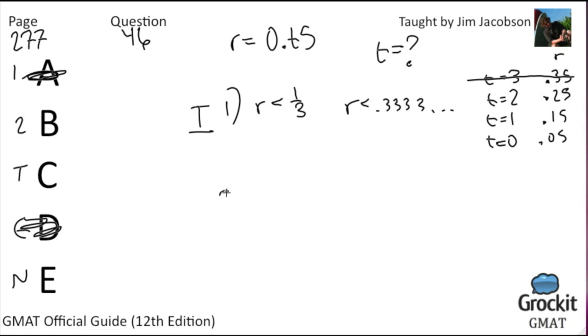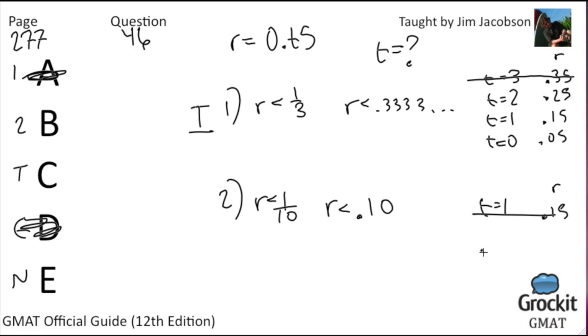Let's take a look at the second statement. The second one tells us that R is less than 1/10. So that means R is less than 0.1, or 0.10. We can do the same thing here. If t equals, let's just start with something that looks close, if t equals 1, then R equals 0.15, which is not less than 0.1, so it can't be this. The only thing left lower is t equals 0, where then R equals 0.05.